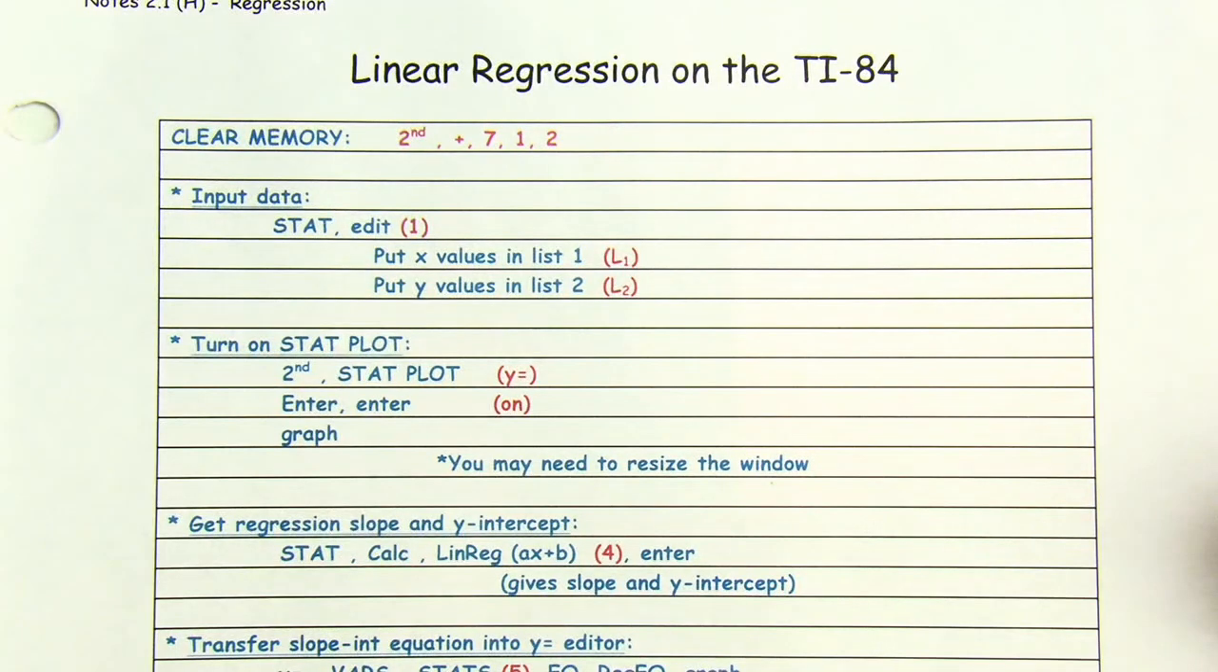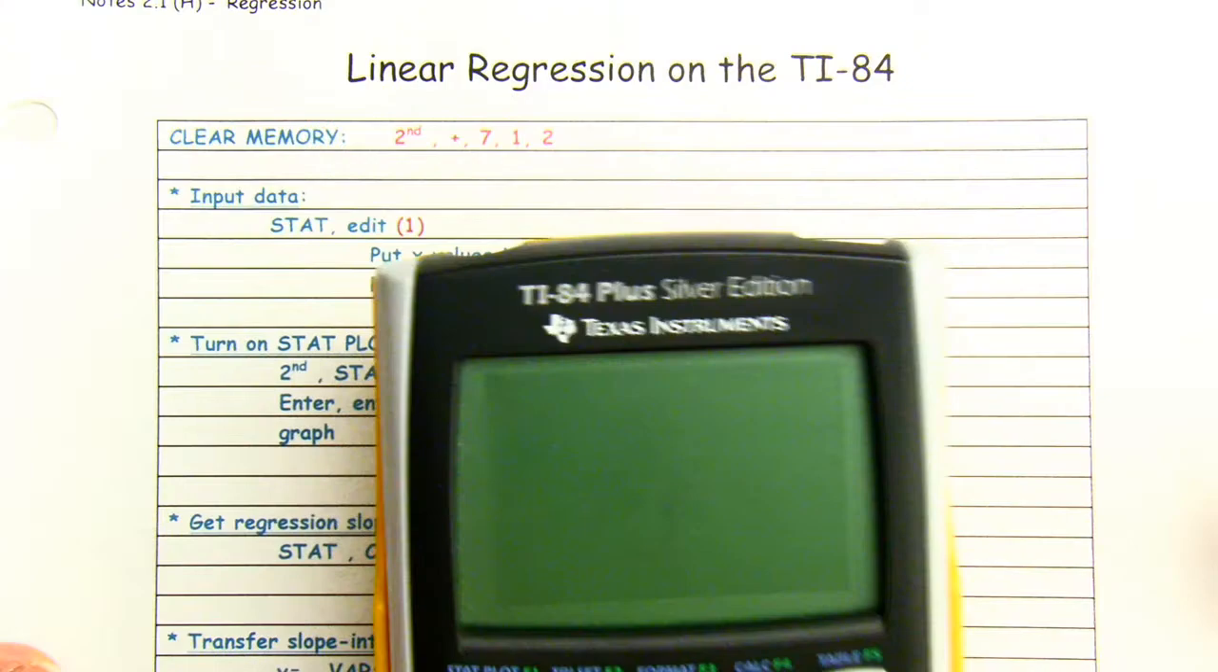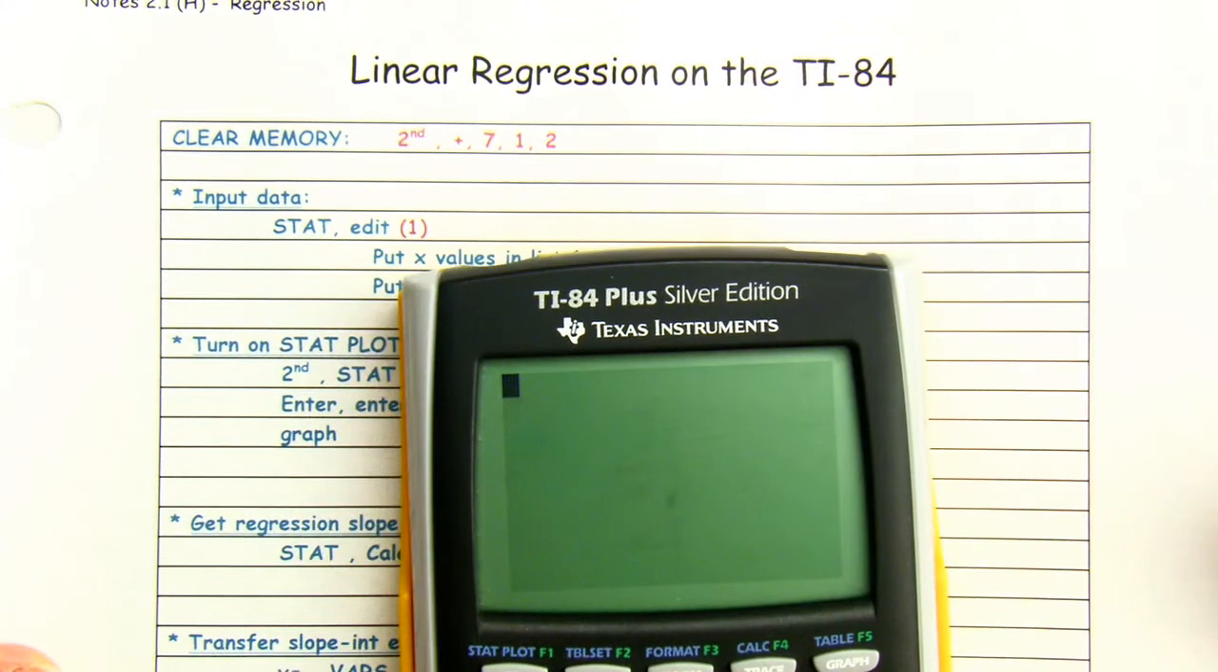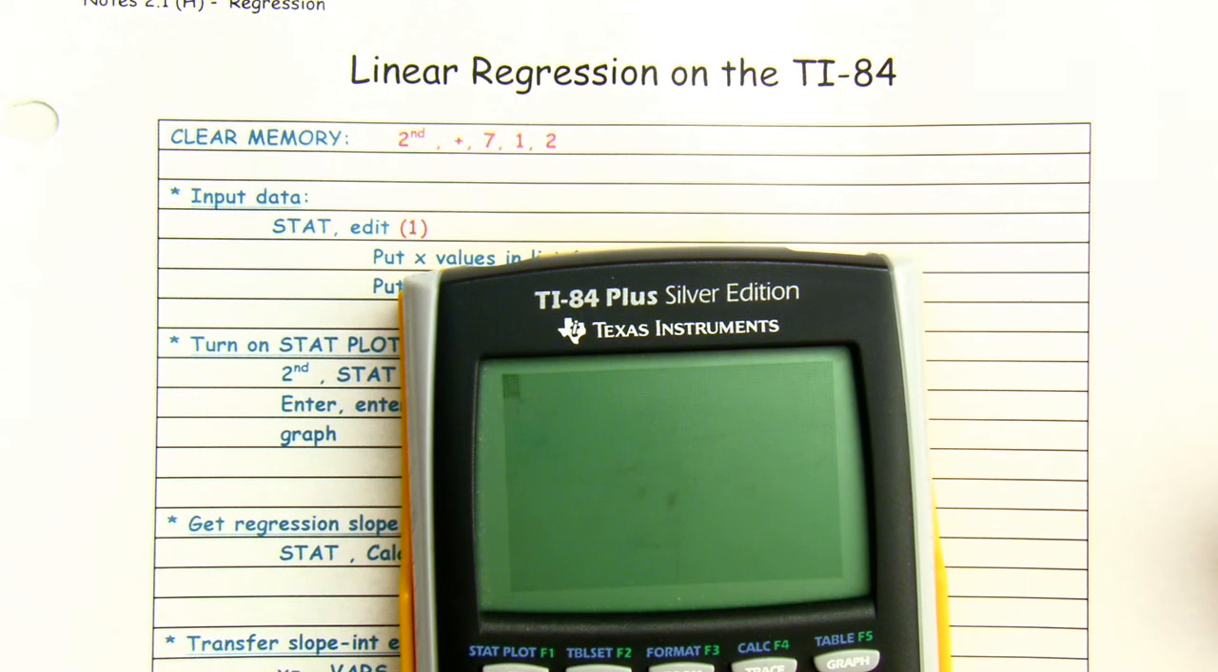Alright, this is the linear regression on the TI-84. So first thing you're going to do on your TI-84, which I have right here, is clear the memory. And I would like you to copy this note sheet by pausing the video. I'll zoom out so that you can get everything, and then pause the video so you can get the steps copied down.